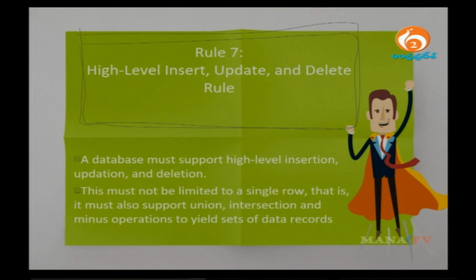The seventh rule of EF Codd tells you that the database must support high-level insertion, updation as well as deletion. And it must not be limited to a single row. It must also support union, intersection and minus operations to handle the set of data records. Please note down the seventh rule of EF Codd.